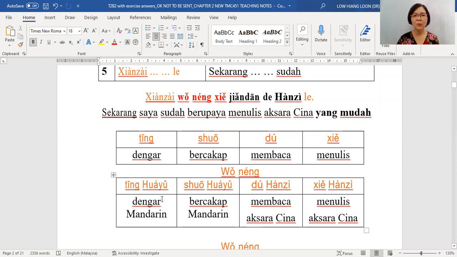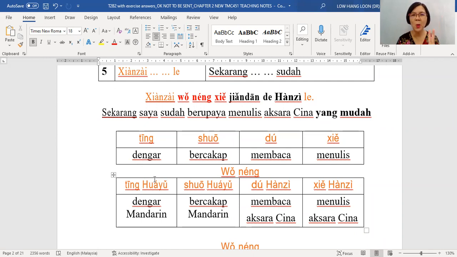Okay, there are two different terms. The first two are on Huayu. The last two are on Hanzi. So, Mandarin is Huayu. Hanzi is Chinese characters. So, the first one, 老师 would like everybody to follow 老师 and speak one time. Ready, go. 我能听华语. So I can understand Mandarin.